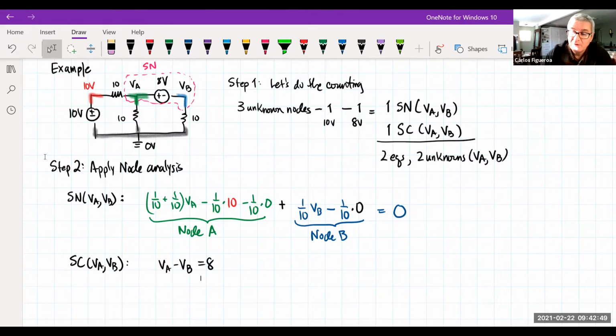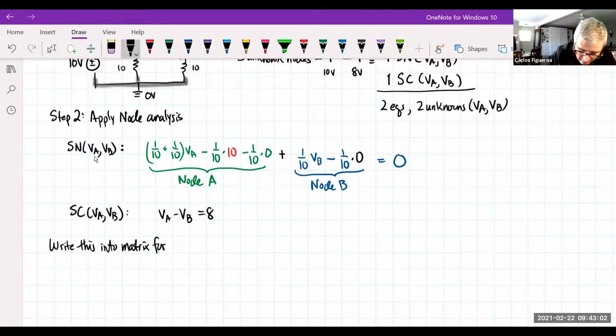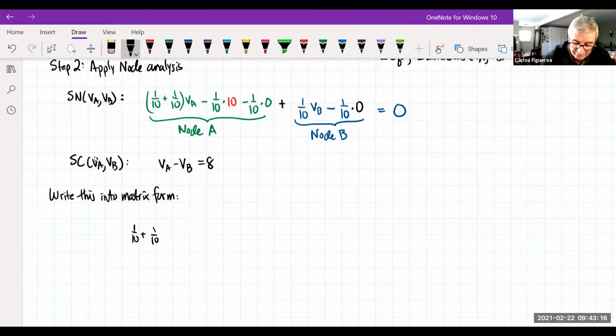So then I'm going to look at this guy, and it's going to look like this here. So now what I'm going to do is write this into matrix form. If I write this into matrix form, you can see that I'm going to have 1/10 plus 1/10 for my VA terms. And then note that I have no term for 0. Excuse me, I'm still on the first equation. How should I write this?